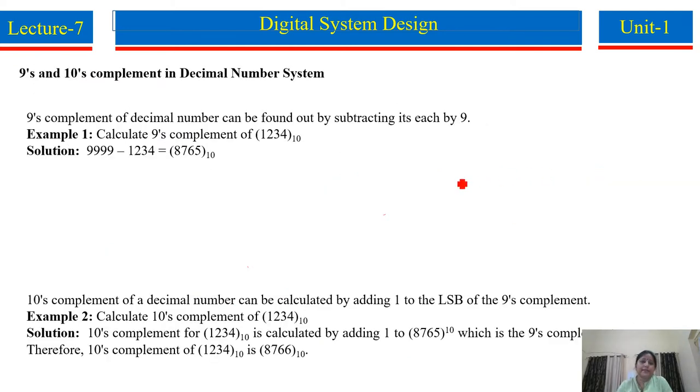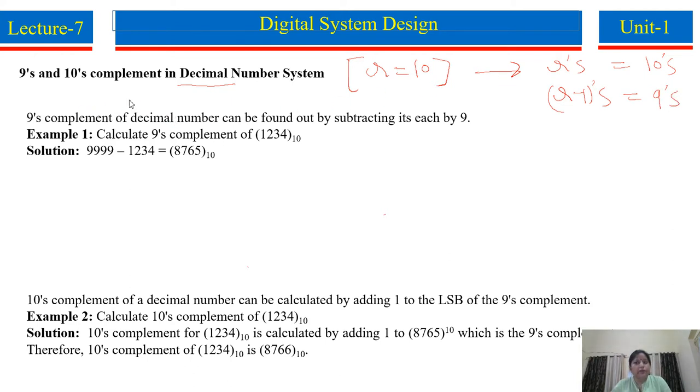Now next is 9's complement and 10's complement of decimal numbers. तो देखिए, decimal means radix is 10. So definitely we calculate 2 complements. First one is r's complement and second one is r minus 1's complement. Means r means 10's complement, and 10 minus 1 means 9's complement. So we calculate 9's and 10's.